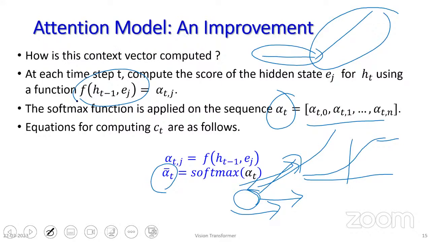So I used a function here, which is based on two inputs, two arguments, h_{t-1} and e_j, and it produces some value alpha_tj. Now, what will be the choice of the function? That choice of function is known as the attention score.